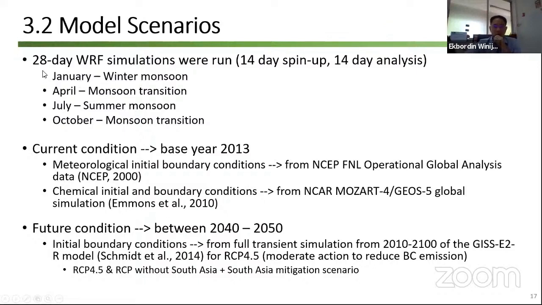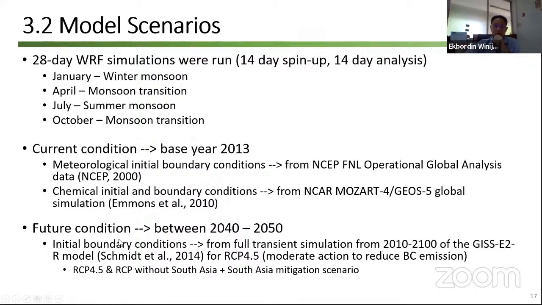For each period, we run the model for 20 days. We use 6 days as the spin-up, and then we use another 14 days for data analysis. So we will use only 14 days in each month for data analysis. And then for the scenarios, we did two scenarios. The first one is the current condition with the base year in 2013, and the second one is the future condition with the base year in 2040 to 2050.